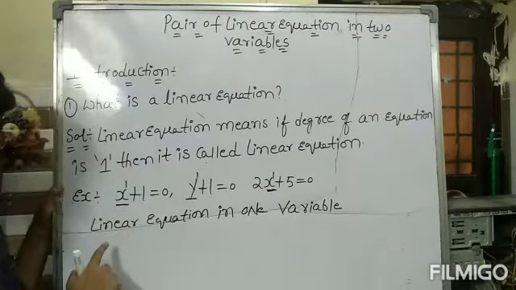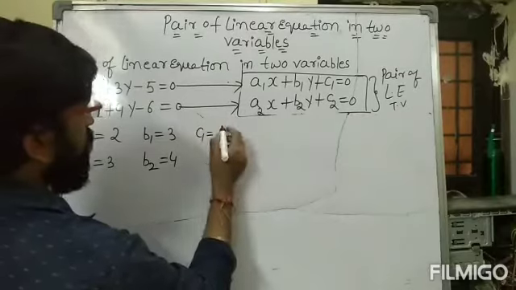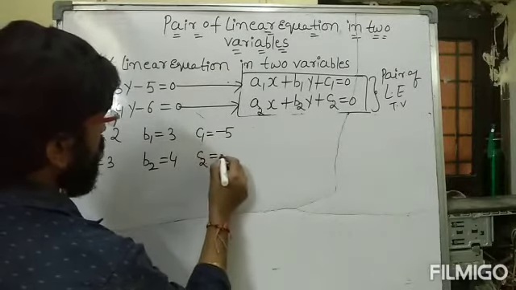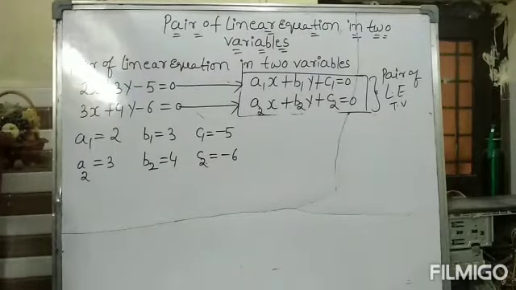I hope you got this. By comparing with this, a1 is equal to 2, a2 is equal to 3, b1 is equal to 3, b2 is equal to 4, c1 is equal to minus 5, and c2 is equal to minus 6. Are you ready? I hope you got this.